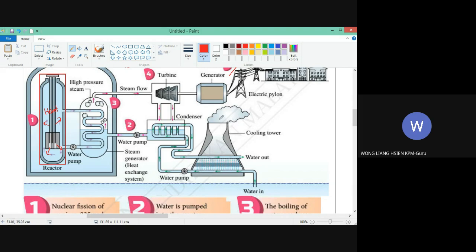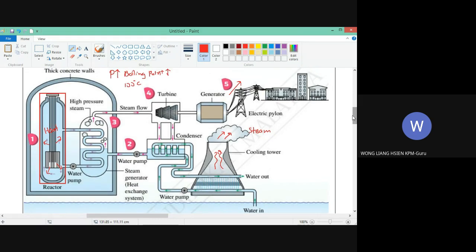So that is why you see white smoke coming out from the cooling tower. Actually, this white smoke is steam. Because this water is very hot after passing through the condenser, it will boil and turn to steam. So a lot of water turns to steam. Of course, there is water that does not turn to steam, it will just be released out. Okay, so this is the general structure of the nuclear power plant.